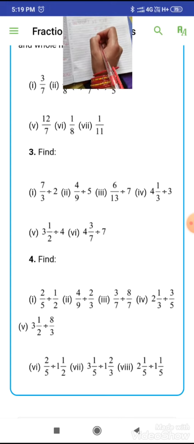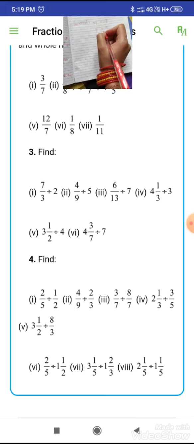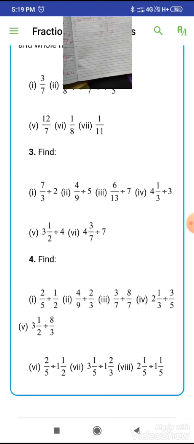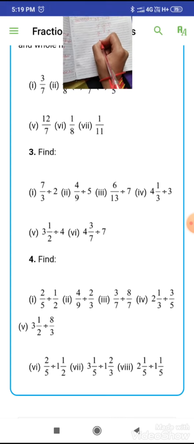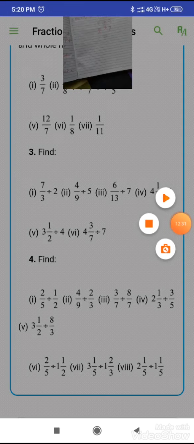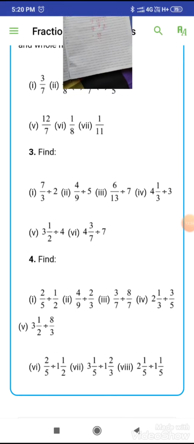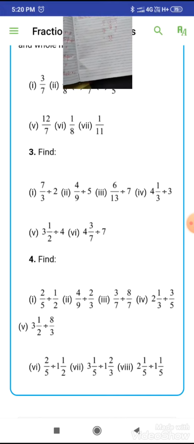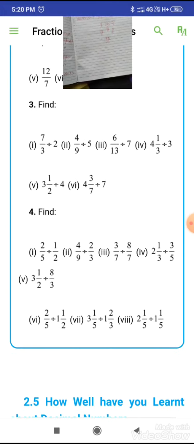Then we apply procedure of the division. For this, we write first fraction as it is. Then we convert this division sign into multiplication sign. And then we write reciprocal of the second fraction, and it is 3 upon 5. Then we simply multiply our fractions, and our answer is 48 upon 25. And we can convert this improper fraction into mixed fraction. Now you can solve rest of the part of the question number 4 by yourself.